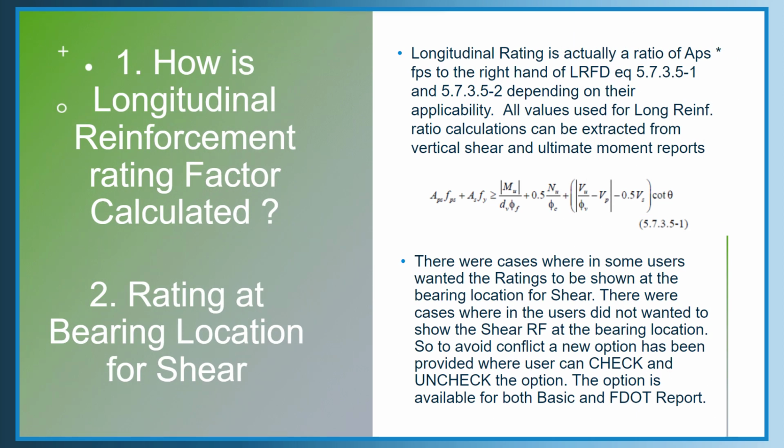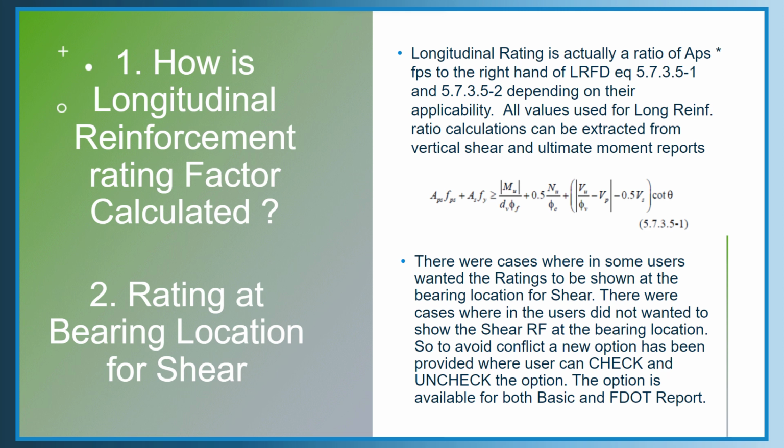So these are some of the queries which we have got over a period of time previously through forums, through users. Some of them are like, how is the longitudinal reinforcement rating factor calculated? This is actually based on equation 5.7.3.5-1 and -2. It's actually the ratio of APS times FPS to the right-hand side of these two equations, depending on their applicability. All the values used for longitudinal reinforcement ratio calculations can be extracted from the vertical shear and ultimate moment report, which I have shown you previously.